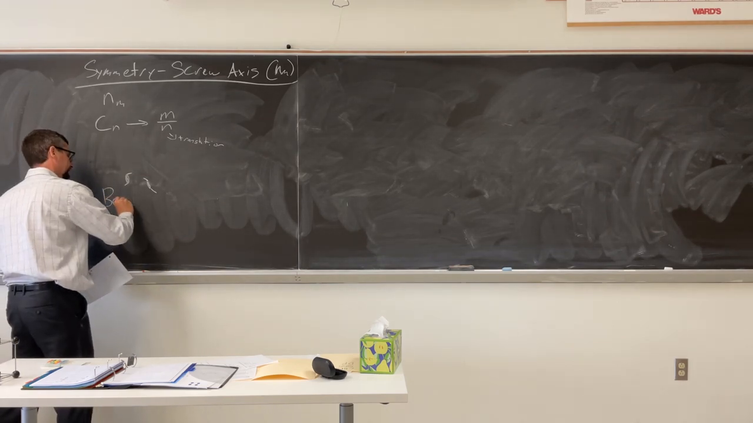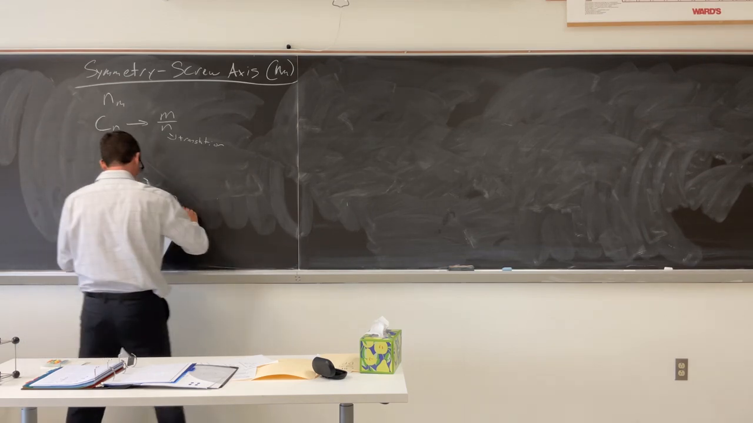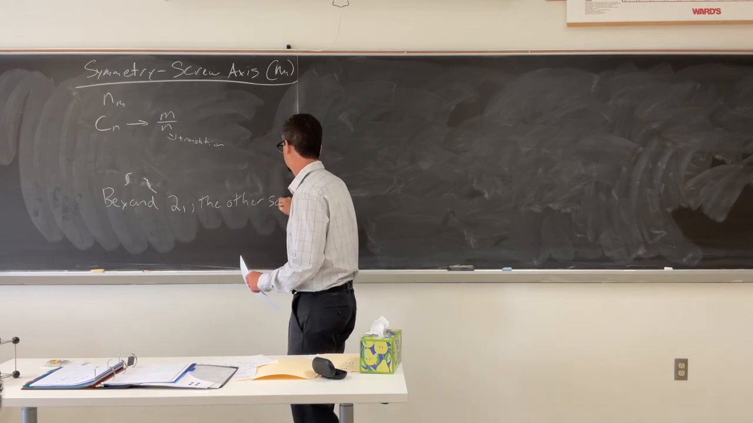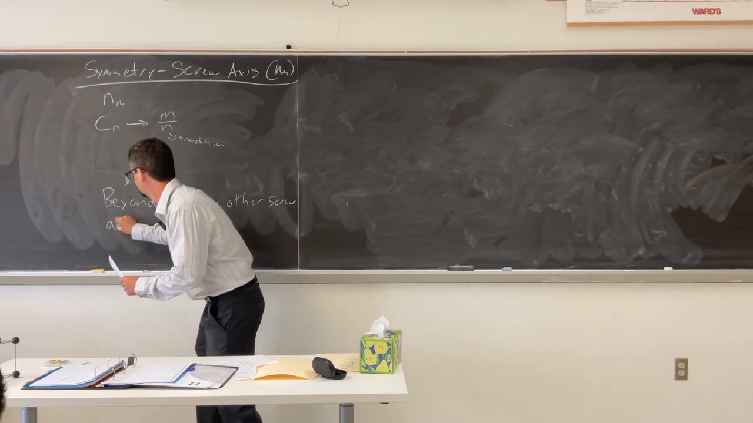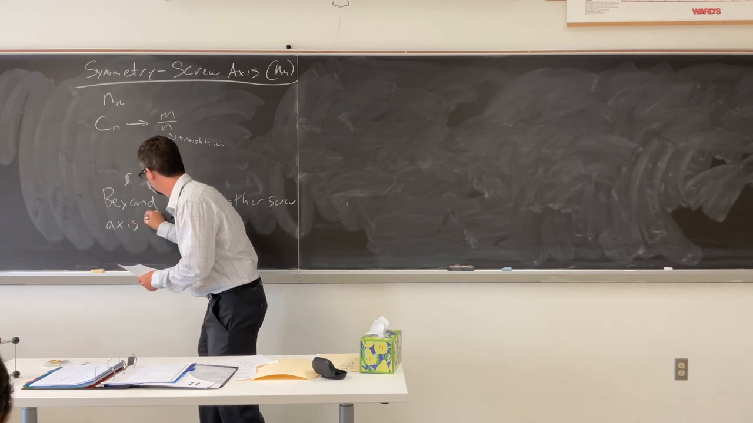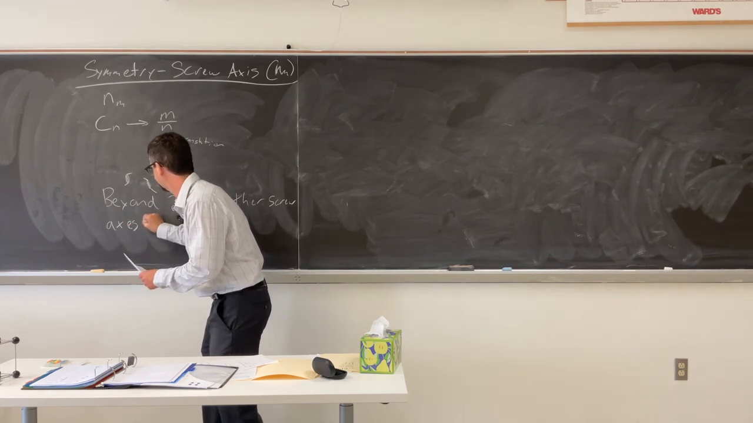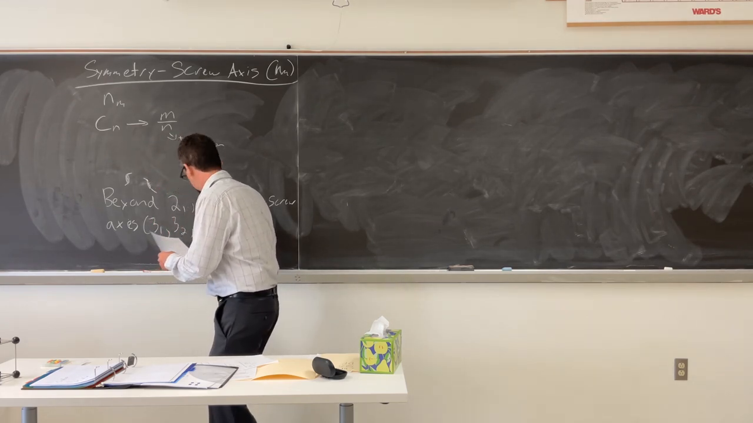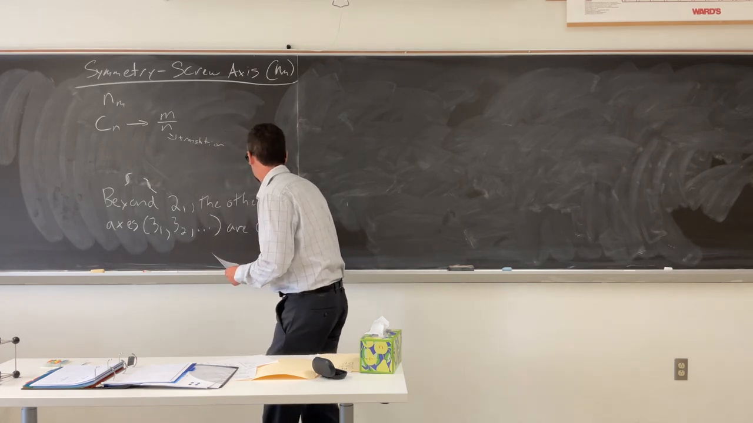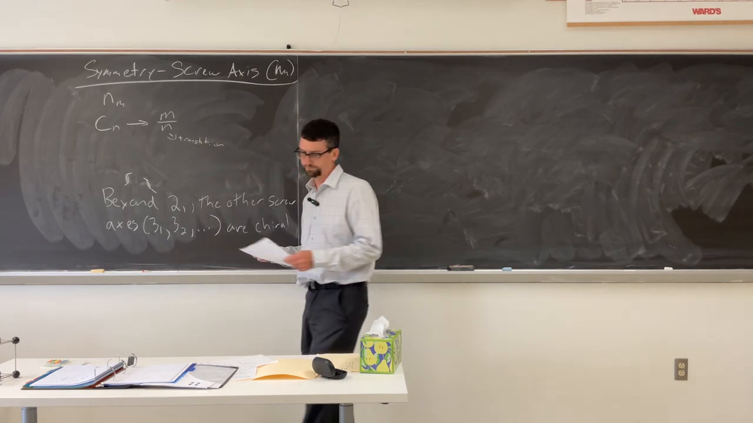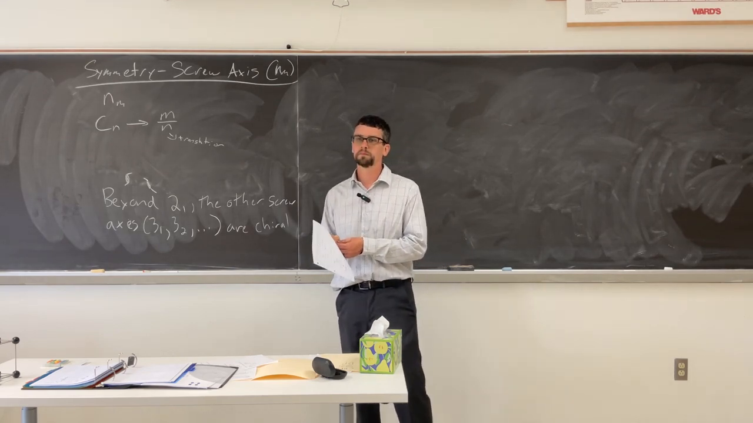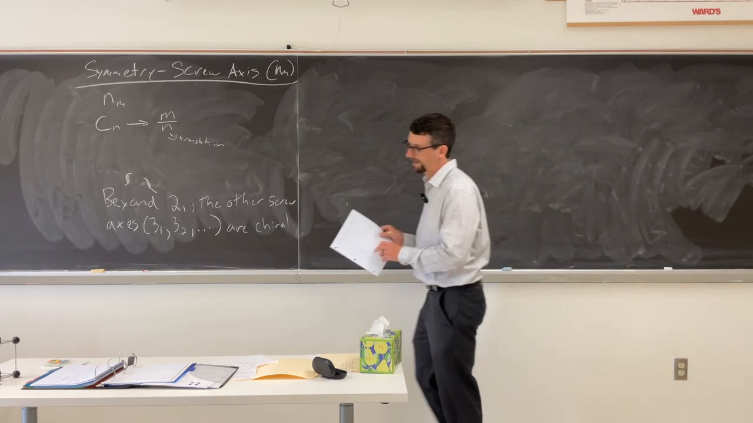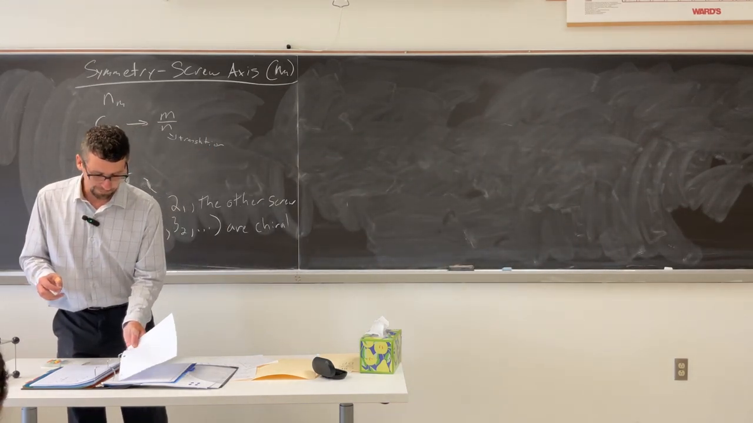So beyond a 2-1, the other screw axes, 3-1, 3-2, and so on, are chiral. What do you know about chirality? Not much. That's an orgo problem, right?